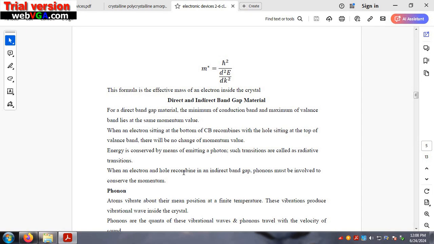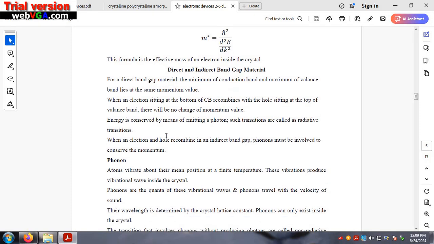Such transitions are called radiative transitions. When an electron and hole recombine in an indirect band gap semiconductor, phonons must be involved to conserve the momentum. So here we came across two terms, photon and phonon. For direct band gap semiconductors, we consider the photon, and if the semiconductor materials are indirect band gap semiconductors, then there we consider the phonon.